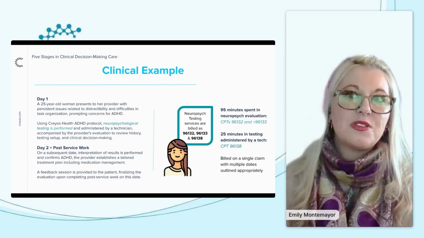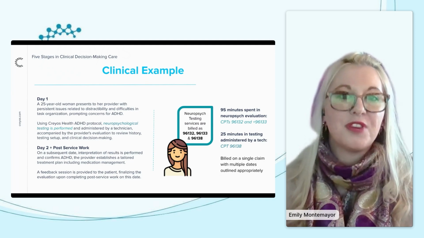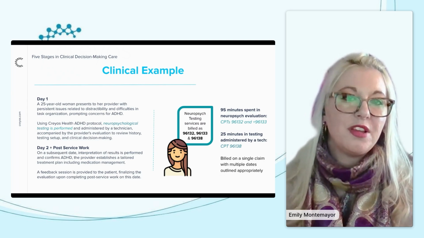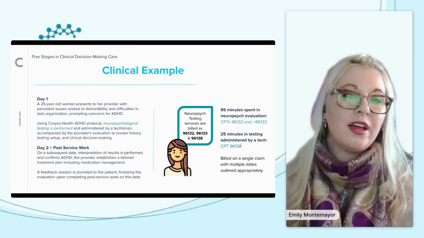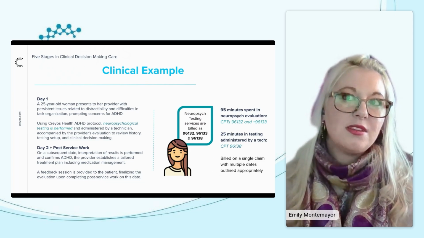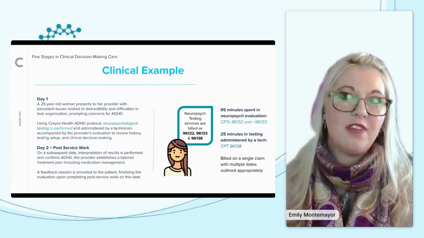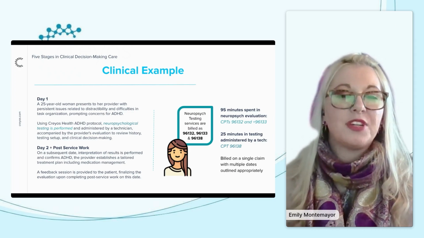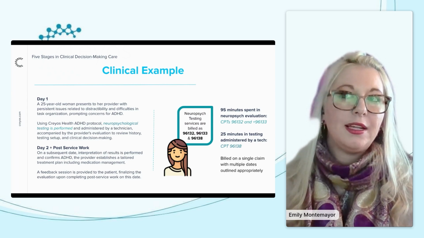An appropriate code in this case to use would be 96132 for the neuropsychological evaluation by the provider for the first hour, and also the add-on code 96133 for the additional 35 minutes spent exceeding that 31-minute threshold for the add-on codes. Additionally, 96138 is used to report technician-administered testing with a total administration time of 25 minutes, all of which are consolidated into a single claim and submitted after completing the care episode. This workflow aligns with CPT and APA coding guidelines, ensuring compliance and accurate reimbursement.